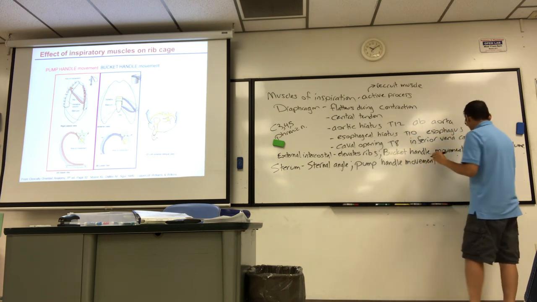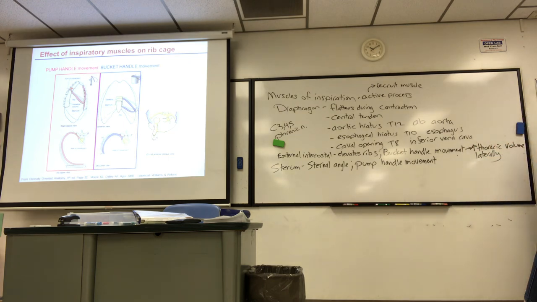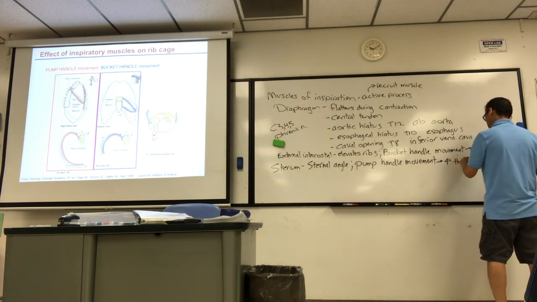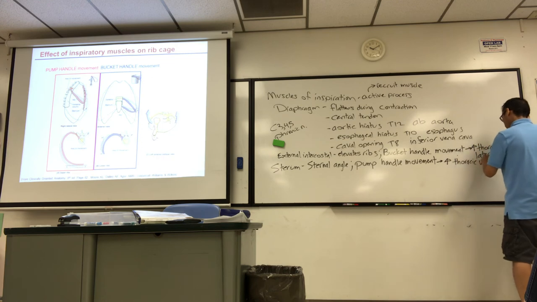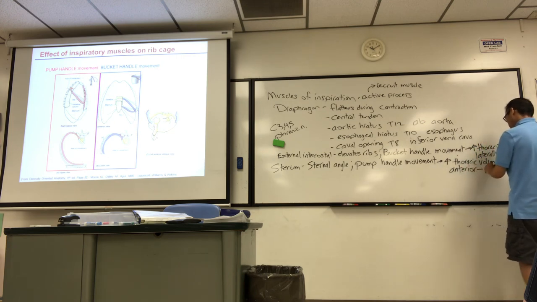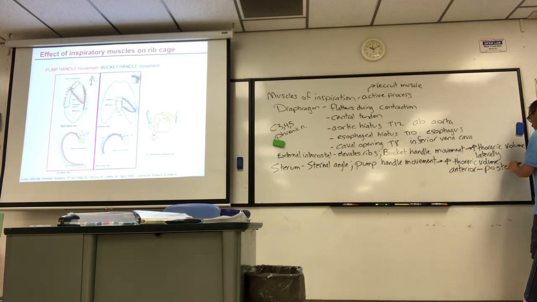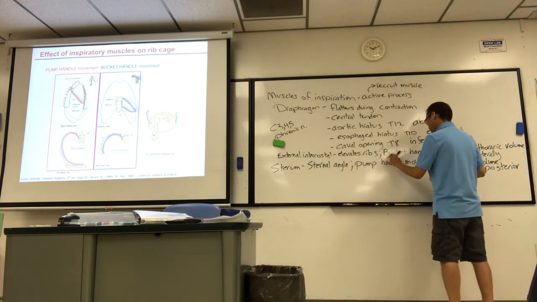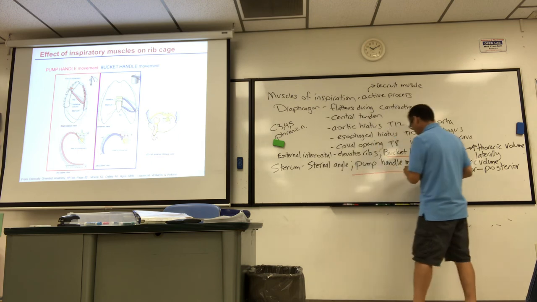That allows you to increase the thoracic volume also front to back, from anterior to posterior. So your rib cage gets bigger, side to side, front to back. That draws air into your lungs. And so I talk about this in the study guide, I think. So bucket handle, pump handle, I talked about that.